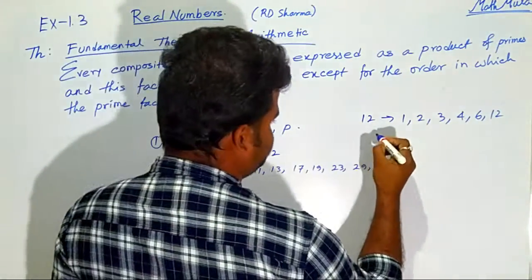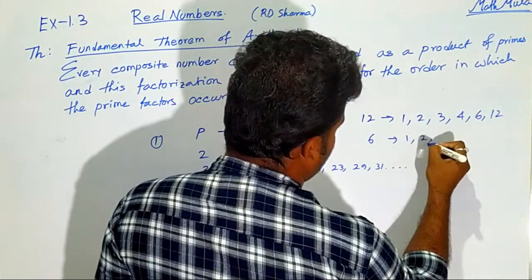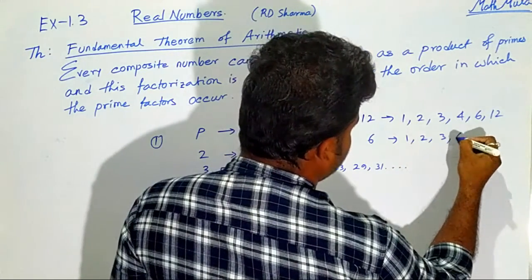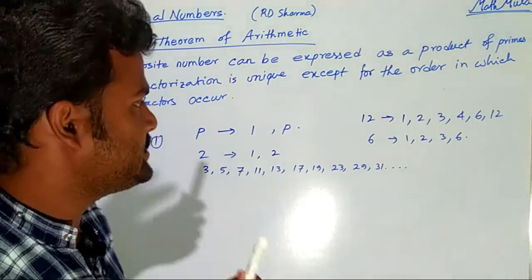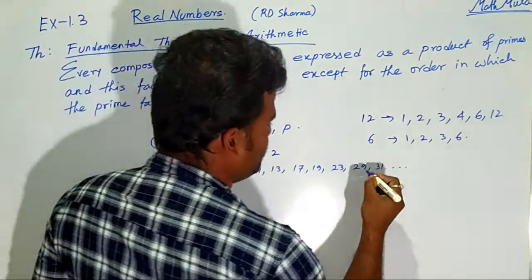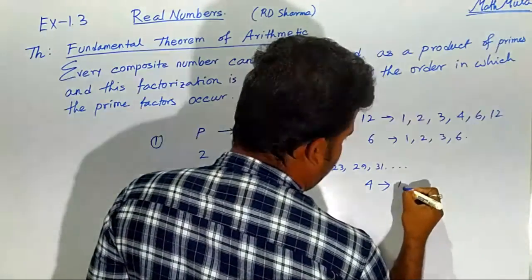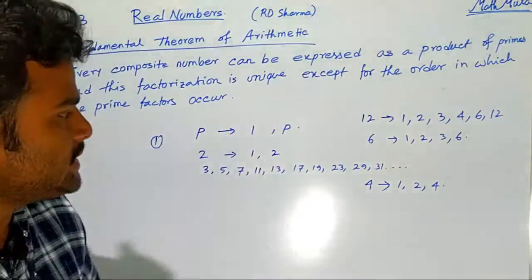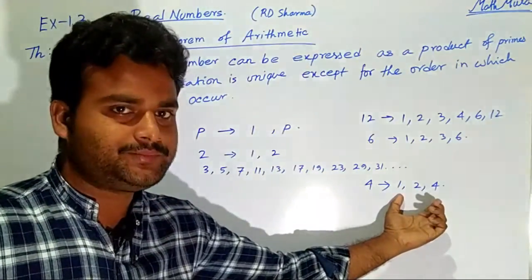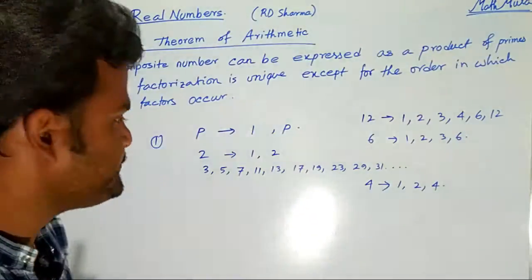Similarly, we can say 6. The factors of 6 are 1, 2, 3 and 6 itself, so 6 is also a composite number. And the smallest composite number is 4, because the factors of 4 are 1, 2 and 4 itself. There are more than two factors, so 4 is a composite number.